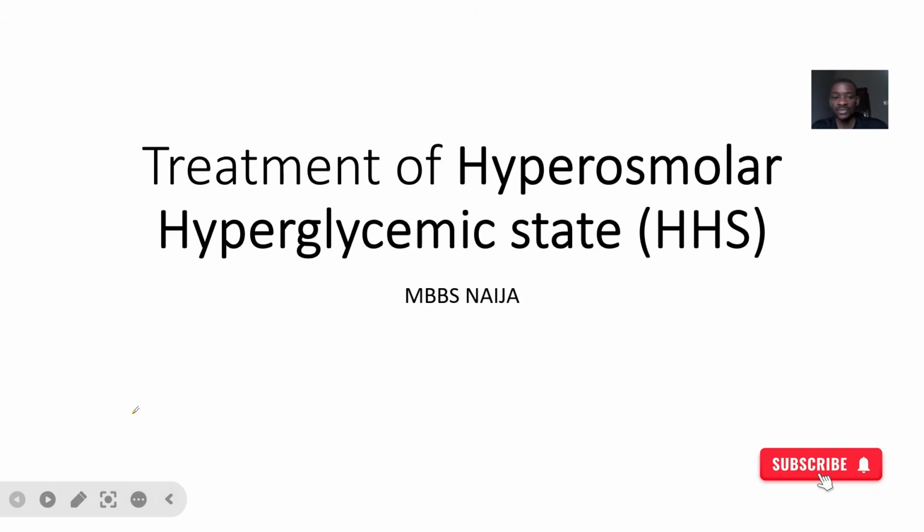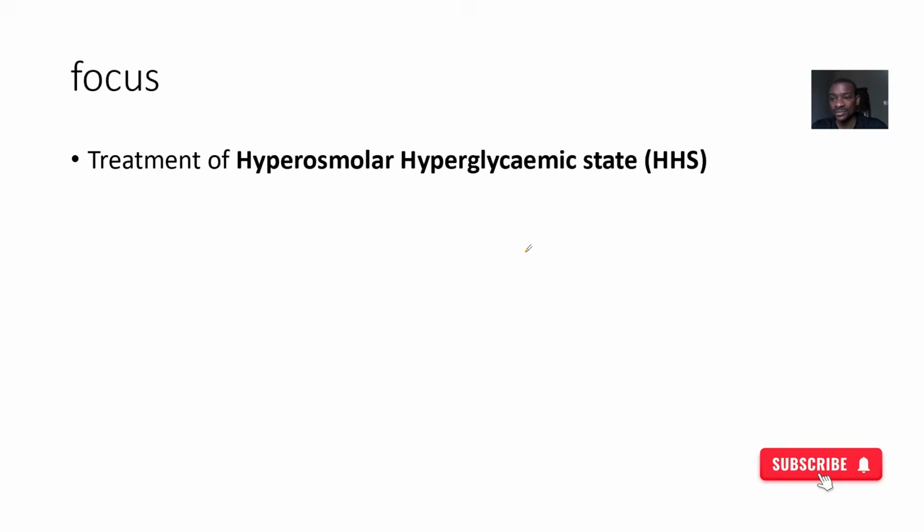Now we'll talk about another complication of diabetes mellitus, especially diabetes mellitus type 2. This is what is known as a hyperosmolar hyperglycemic state. Alright, so how can we treat this state?